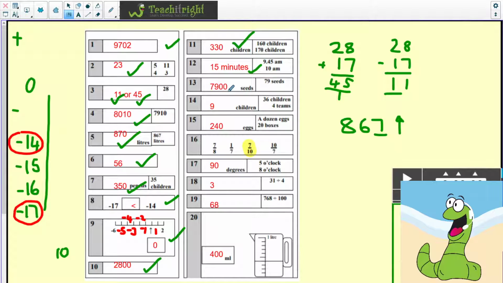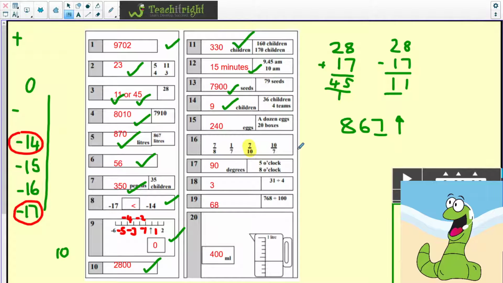Number 13, we've got 79 seeds in a packet. How many in 100 packets? 7,900. We need to divide 36 children into 4 teams. There will be 9 in each team. Remember, you can double check by doing 9 times 4 is 36. Then we had 12 eggs in a dozen, so the answer is 12.